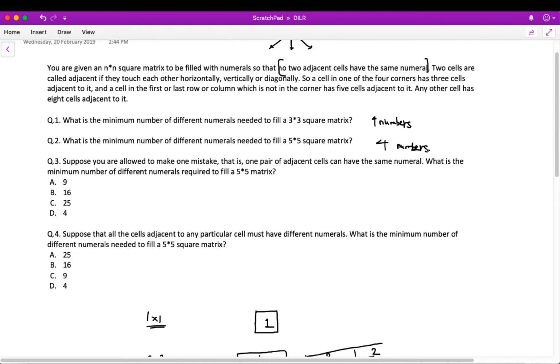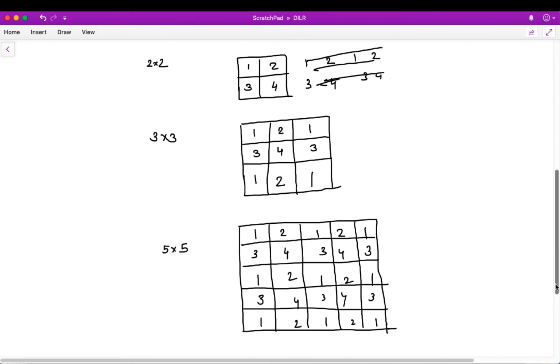Fine. Third question, slight variation. So now you are allowed to make one mistake, that is, one pair of adjacent cells can have the same numeral. So again 5x5 matrix, but now one pair can have the same. So for example, I can put a 2 here instead of a 1 because 2 is adjacent. Will it make a difference to the number of values as such that we are using? Not really, right? Because we are only allowed one error. The remaining ones will remain as it is.